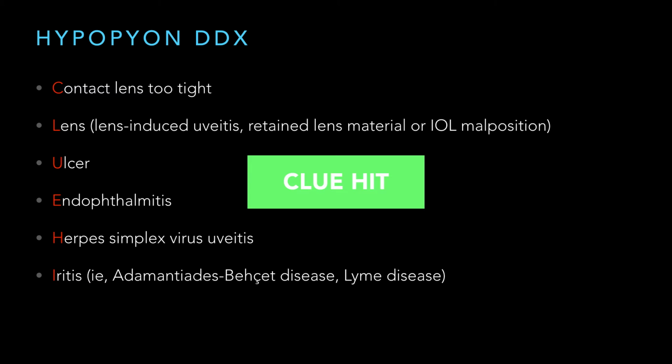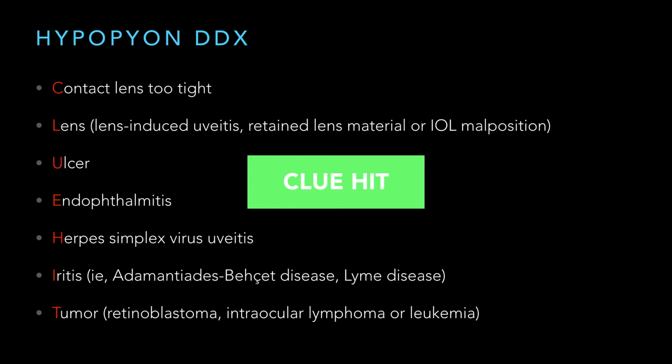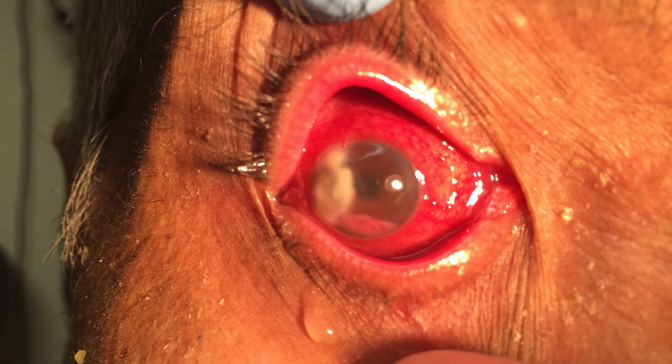So Lyme disease is kind of a weird one too, because I don't always think of that in the endophthalmitis category. But anyway, tumor, retinoblastoma, intraocular lymphoma, leukemia, so clue-hit. So let's go through an interesting case here.